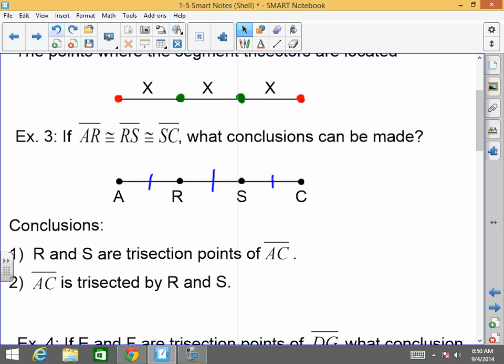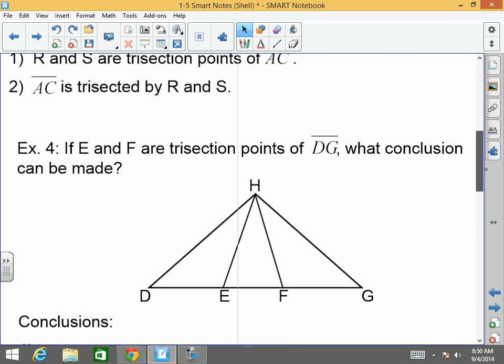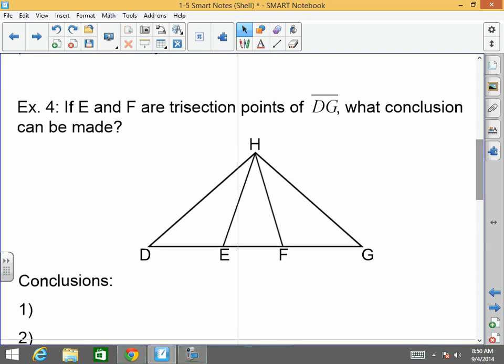Let's look at another example, if we may. Example 4 here. If E and F are trisection points of DG, of this whole segment, DG, what conclusions can be made? And what else?